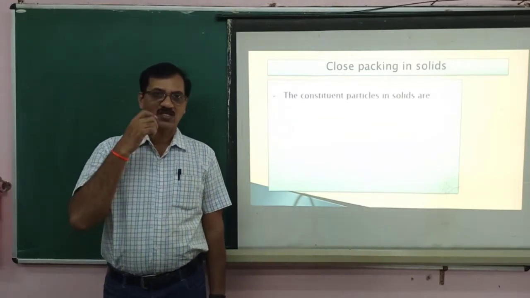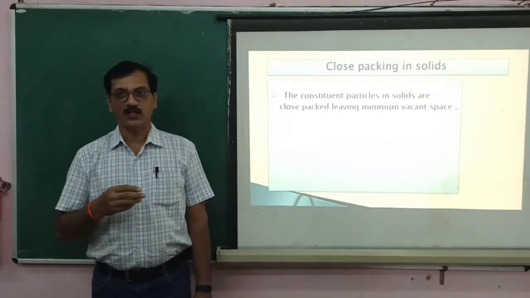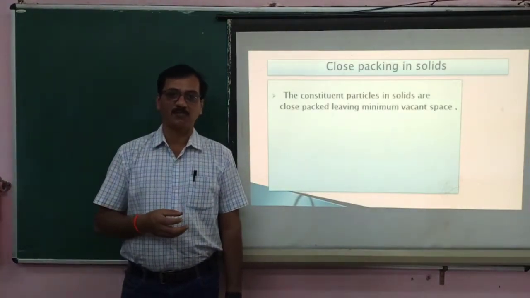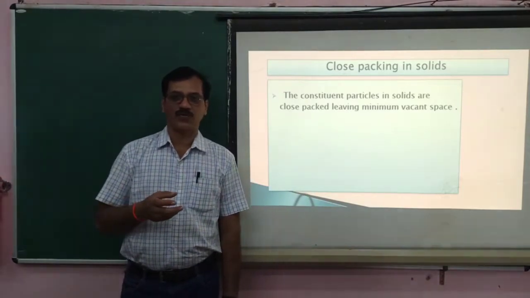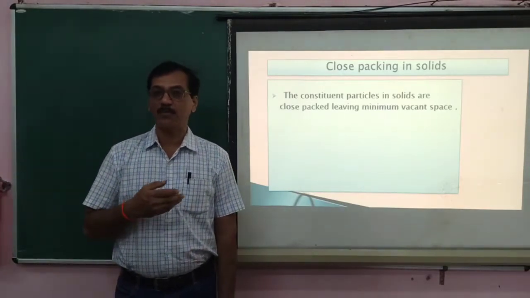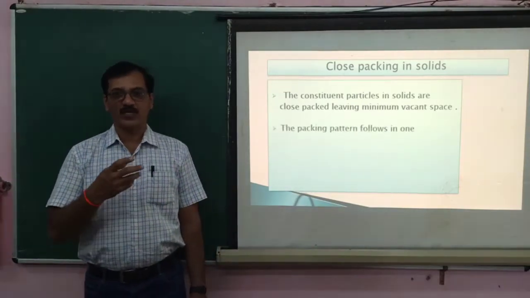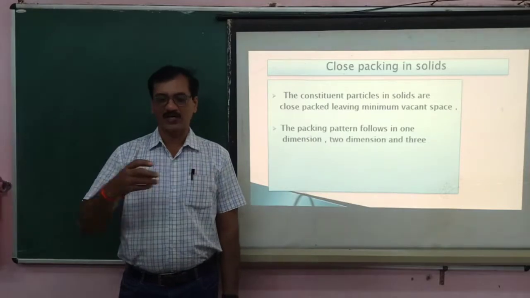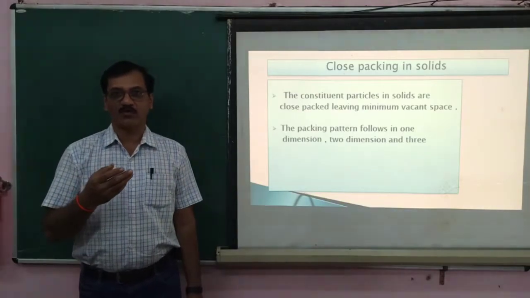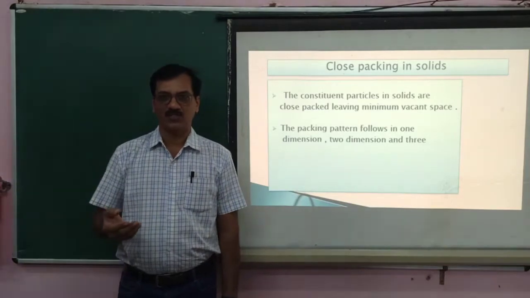Close packing is the arrangement of constituent particles in the solid, as we believe that there is least space between the particles of the solid. So if the solids are close packed, that means they leave minimum space between them. So if suppose the atoms or molecules are arranged in one dimension, how could they be? So we understand about this pattern in terms of 1, 2 and 3 dimensions.